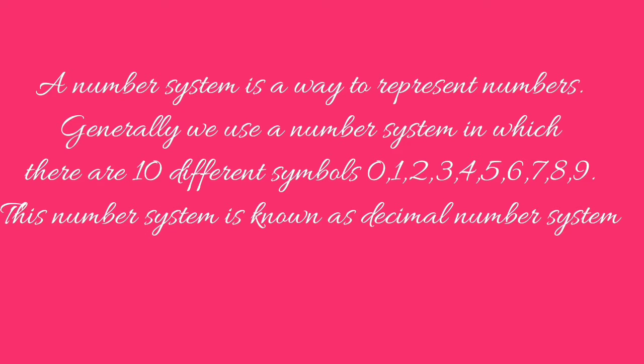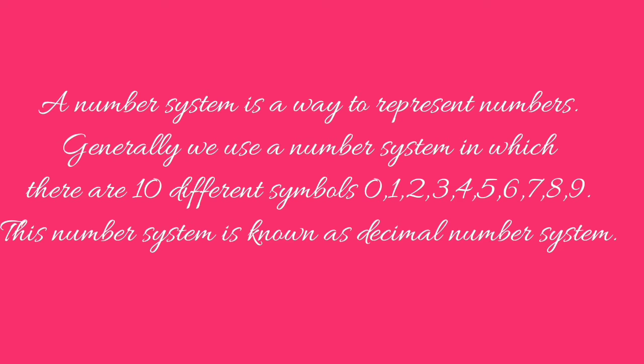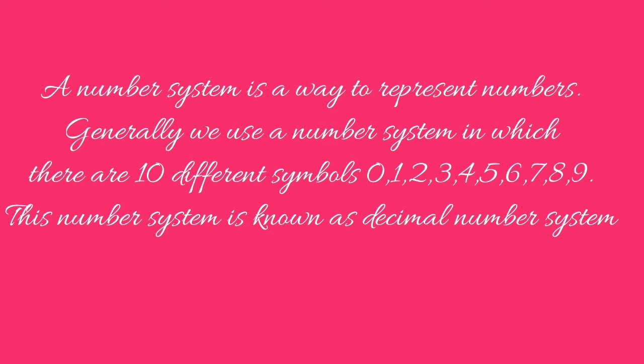A number system is a way to represent numbers. Generally, we use a number system in which there are 10 different symbols: 0, 1, 2, 3, 4, 5, 6, 7, 8, and 9. This number system is known as decimal number system. So in decimal number system there are 10 different symbols. So with the help of these numbers other numbers are formed.